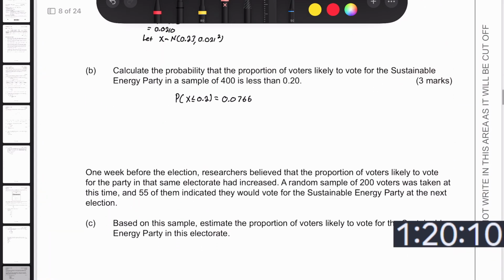Okay, I don't know why that's 3 marks. Maybe you get 1 for this and 1 for... Huh, I'm not sure.